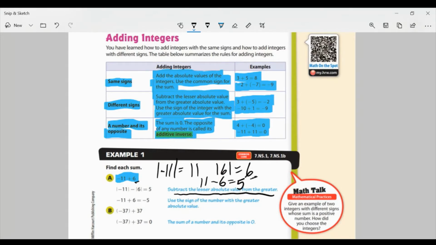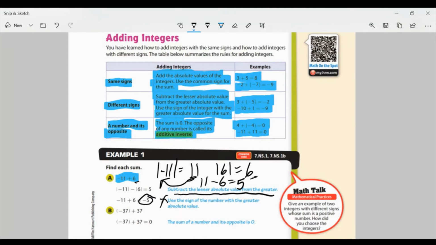Next, it says use the sign of the number with the greater absolute value. So which one had the greater absolute value, 11 or 6? Which one's farther from 0? 11 is. So I look at the sign for 11, and that's negative 11. That means the answer is going to be a negative answer. That's how we get negative 5.